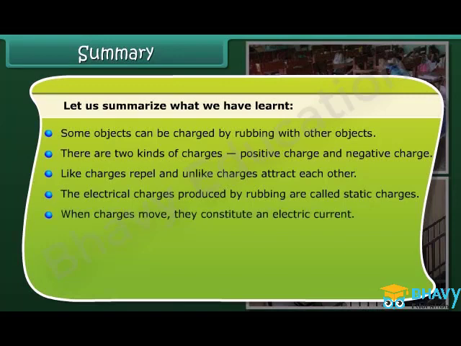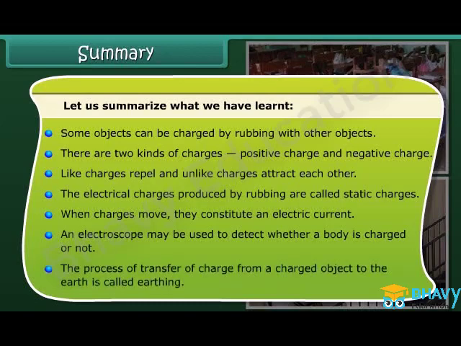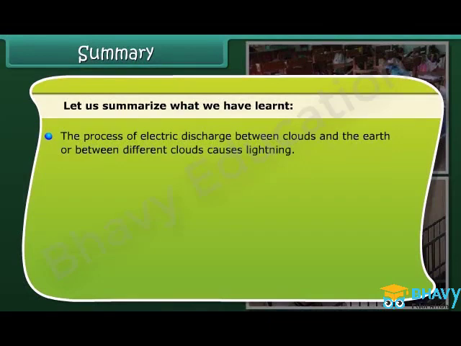When charges move, they constitute an electric current. An electroscope may be used to detect whether a body is charged or not. The process of transfer of charge from a charged object to the earth is called earthing. The process of electric discharge between clouds and the earth or between different clouds causes lightning.